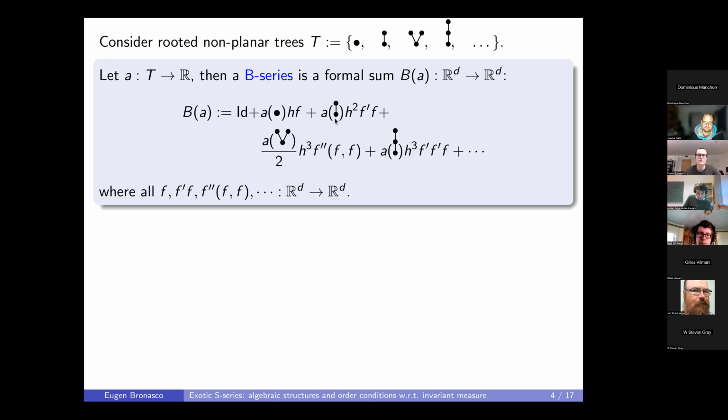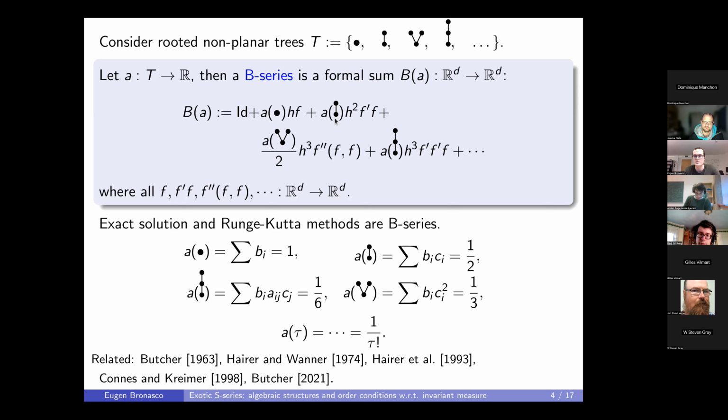So a nice property of this B-series is that the exact solution is a B-series. And as we mentioned before, Runge-Kutta methods are also B-series. So by comparing the corresponding functionals, we obtain the order conditions for Runge-Kutta methods.